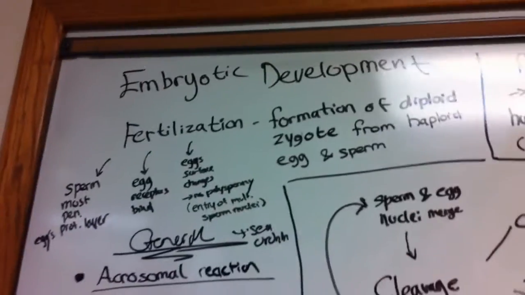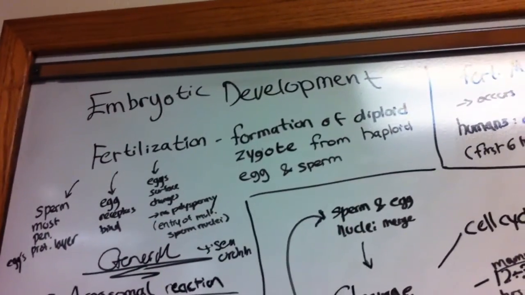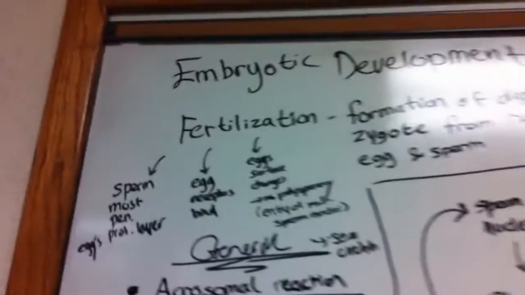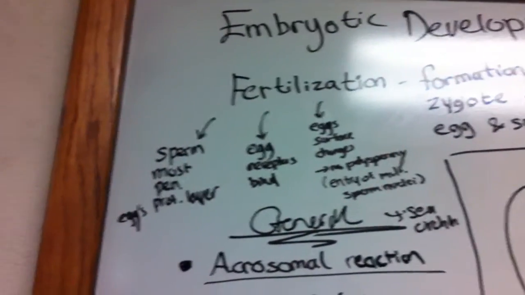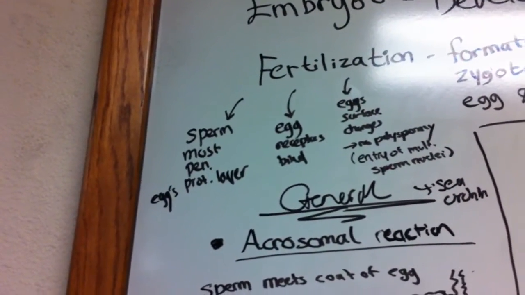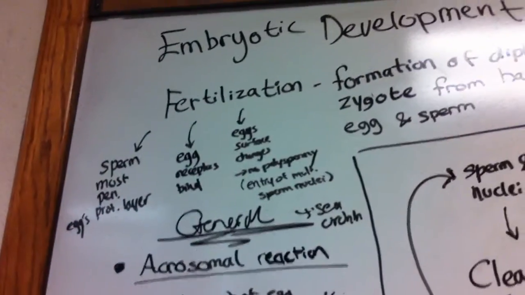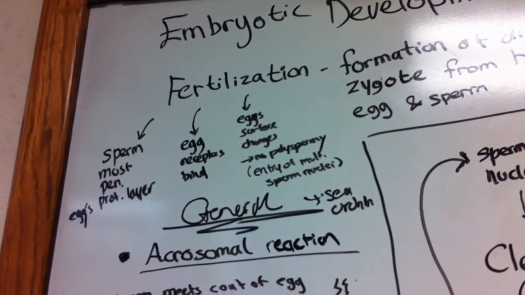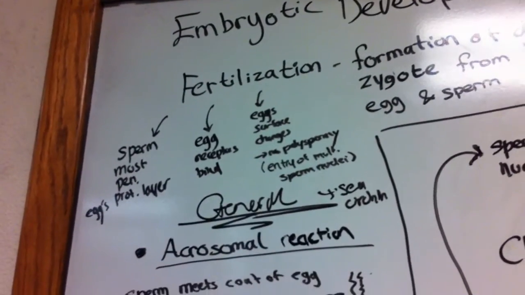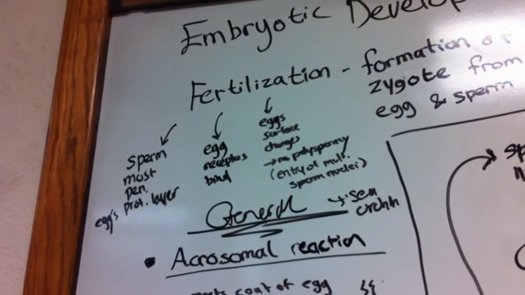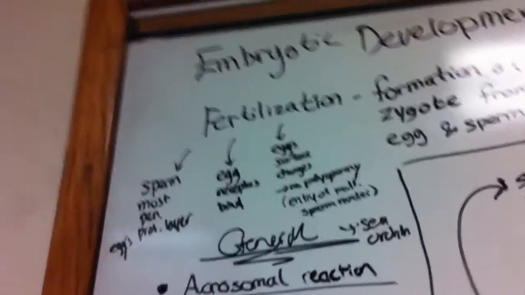Let's talk about the first two stages of embryonic development. First of all, we have fertilization, which is defined as the formation of a diploid zygote from a haploid egg and sperm. Fertilization will happen in 3 steps. First of all, sperm must penetrate the egg's protective layer. Secondly, the egg receptors must bind to the sperm. And lastly, the egg surface has to change so no polyspermy occurs. Polyspermy is defined as the entry of multiple sperm nuclei into the egg.